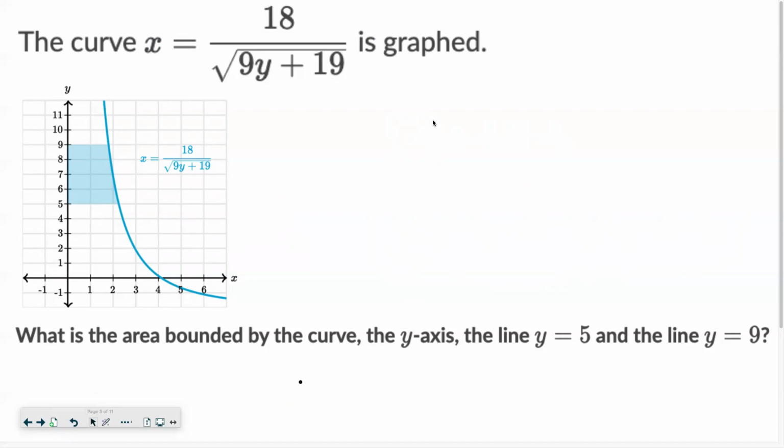Okay, here's what I'd like you guys to do if you can. Set up the correct integral to find this answer. This one is definitely set up quite a bit easier than the other one.